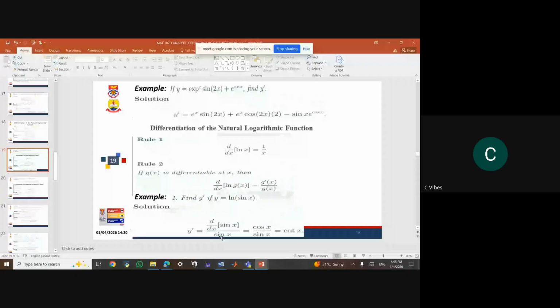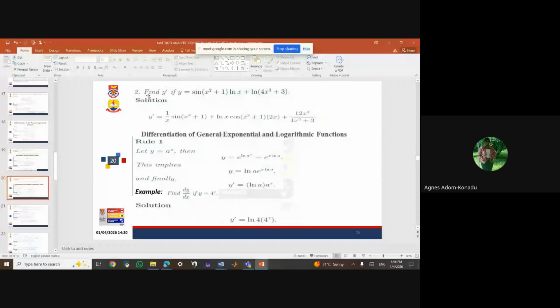Okay, let's continue. We want to look at differential of natural log. When we differentiate ln x, you're supposed to get 1 over x. So example, if my y is ln sine x, I know that my g of x is sine x. When I differentiate this, I'm supposed to get differential of sine x divided by sine x. Differential of sine x is cos x, so this gives me cos x over sine x, which is cot x.